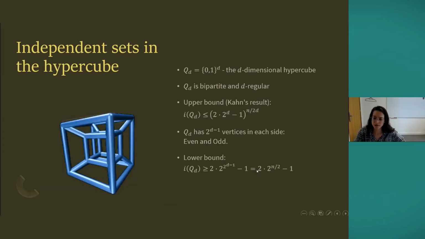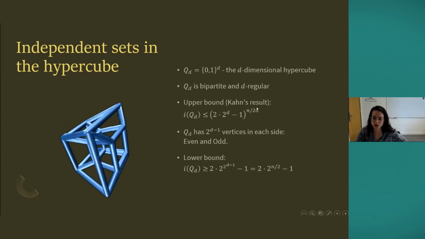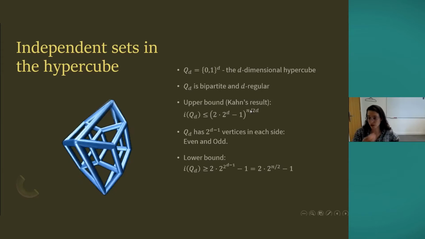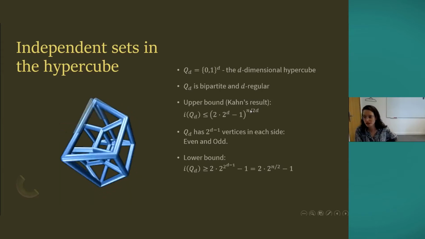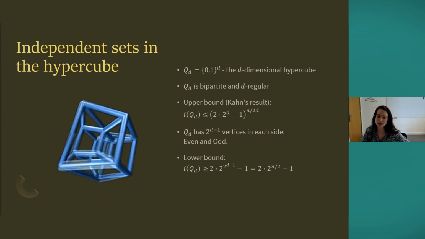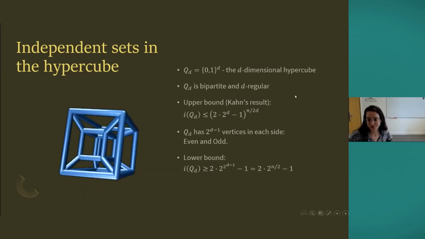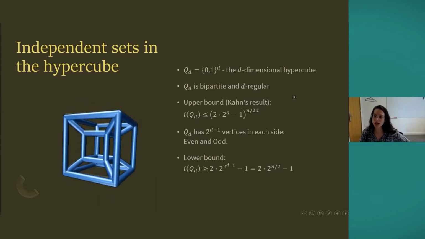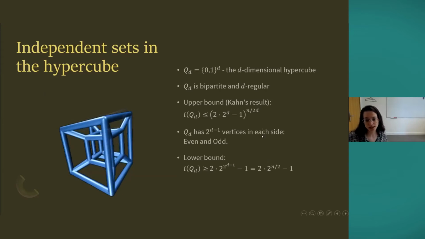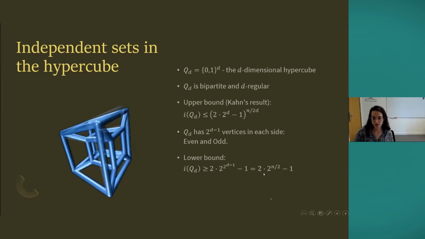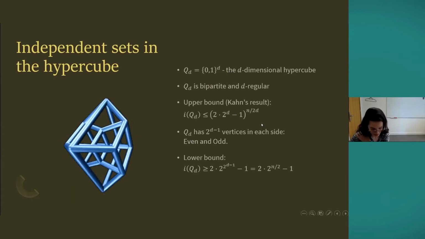But here it multiplies by 2, and here it multiplies by 2 to the n/2d. So if n is much larger than d, which is the kind of graphs that we want to think about, then the upper and lower bound are pretty far from each other. And the question that was asked is, what is the truth?